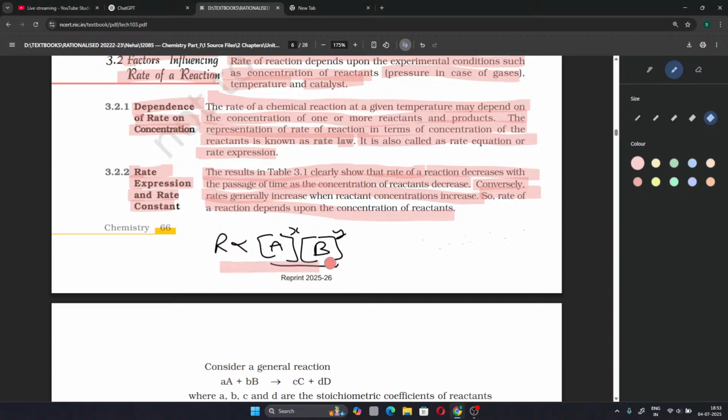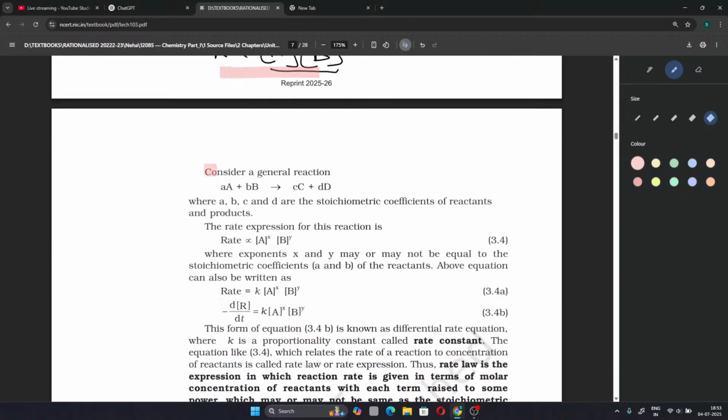Consider a general reaction: aA plus bB gives cC and dD. Small a, b, c and d are the stoichiometric coefficients of the reactants and products, and capital A, B, C and D are the elements or molecules which are reacting.